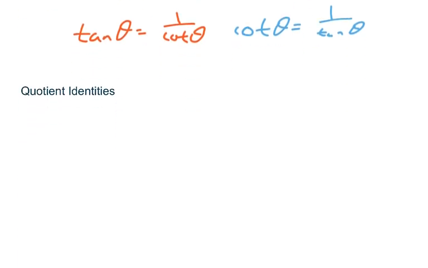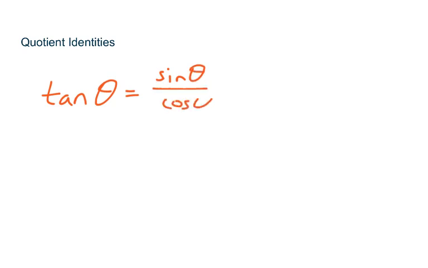The next group of identities are the quotient identities, and there are 2 of these. We kind of talked about these in the past too, maybe not necessarily in a video, but in class they probably come up. The tangent of theta is equal to, now if we think about the unit circle, we said that the tangent of any angle was equal to the y value over the x value on the unit circle. And if you remember from the unit circle, the y value is the sine of our angle, and the x value is the cosine of our angle. So the tangent of any angle is equal to the sine of that angle over the cosine of that angle.